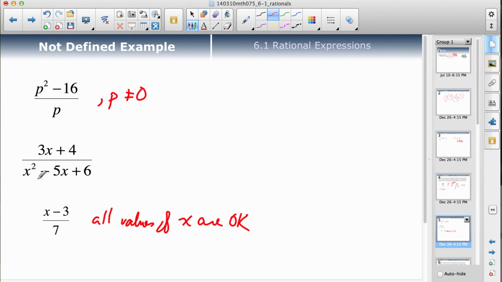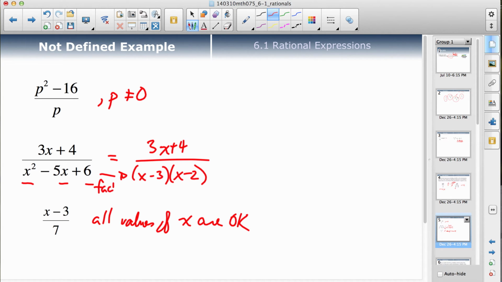But here I have some x's on the bottom, and this one's a little bit more difficult because there's a couple of x's. I do notice though that this is the form x squared, x, and a number. So maybe like I did in the last section, I could factor that bottom. If I factor the bottom, I think it's x minus 3, x minus 2. Notice that all I did there was factor the bottom. And now I have two factors.